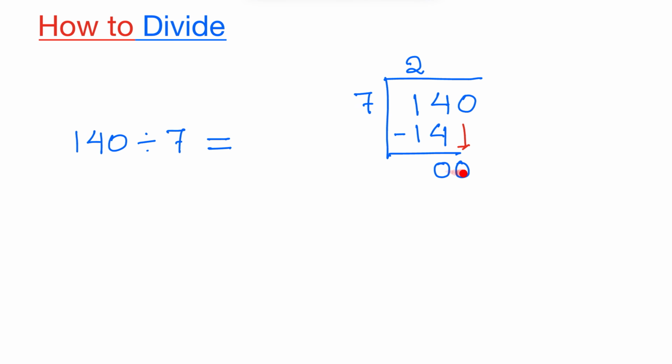Now see that this is the number 0. So we can remove 1 0. And we know that 7 times 0 is equal to 0. Subtract, we get a 0. As we have got the number 0 and there is no number to bring down here, so we will stop. Therefore, 140 divided by 7 is equal to 20. And this is our final answer.